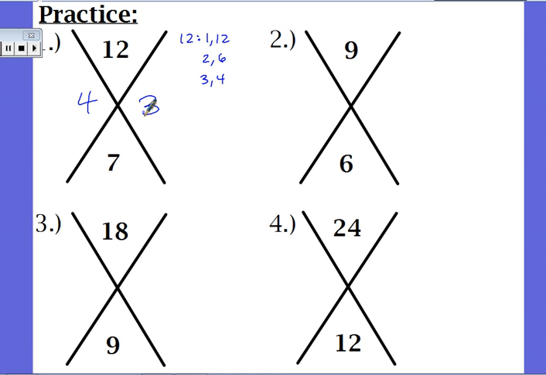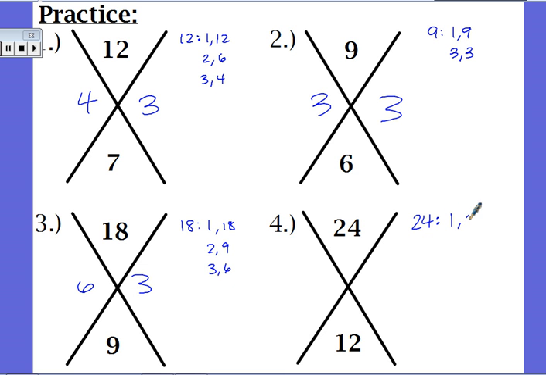All right, let's take a look at 2. You should have listed factors of 9 as 1 and 9, 3 and 3. The two factors that add together to get 6 are 3 and 3. For number 3, factors of 18 are 1 and 18, 2 and 9, 3 and 6. The two factors that add together to get 9 are 6 and 3, so we put those in the puzzle. For number 4, 24, our factors are 1 and 24, 2 and 12, 3 and 8, and 4 and 6. The two that add together to get 12 are not actually listed here. We don't have factors that add together to get 12, so this is not possible.